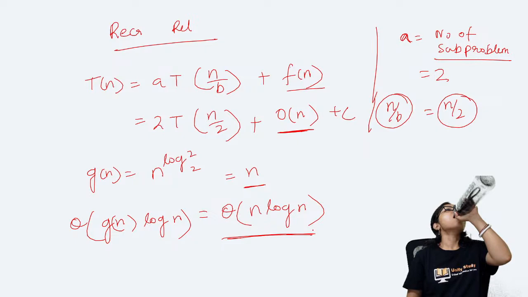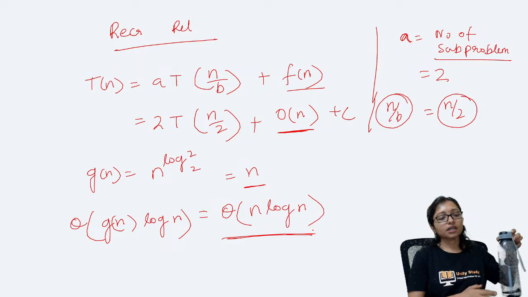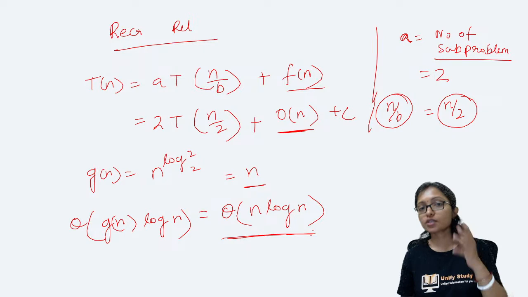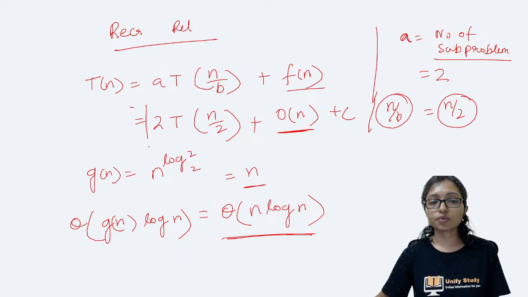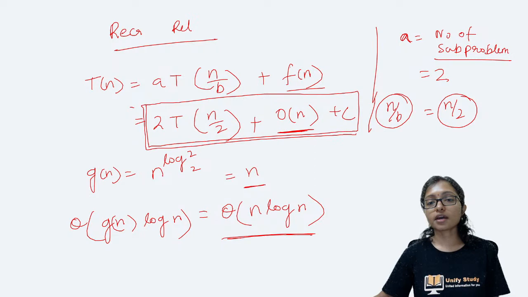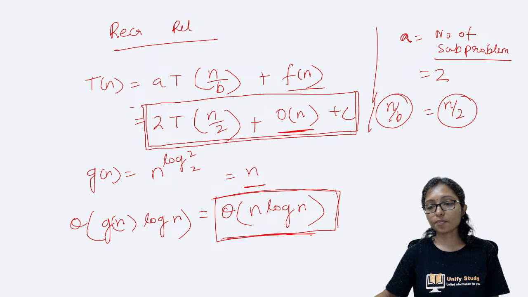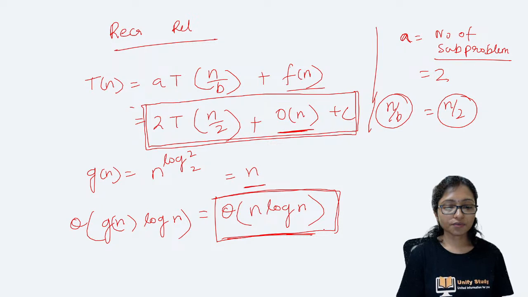Clear? That's why your merge sort is order of n log n. In this way it is coming, and that is your recurrence relation of merge sort. Questions are coming from here. What is the recurrence relation of merge sort? This is the recurrence relation of merge sort, and this is your complexity of merge sort. Okay, take care. Clear to everyone?